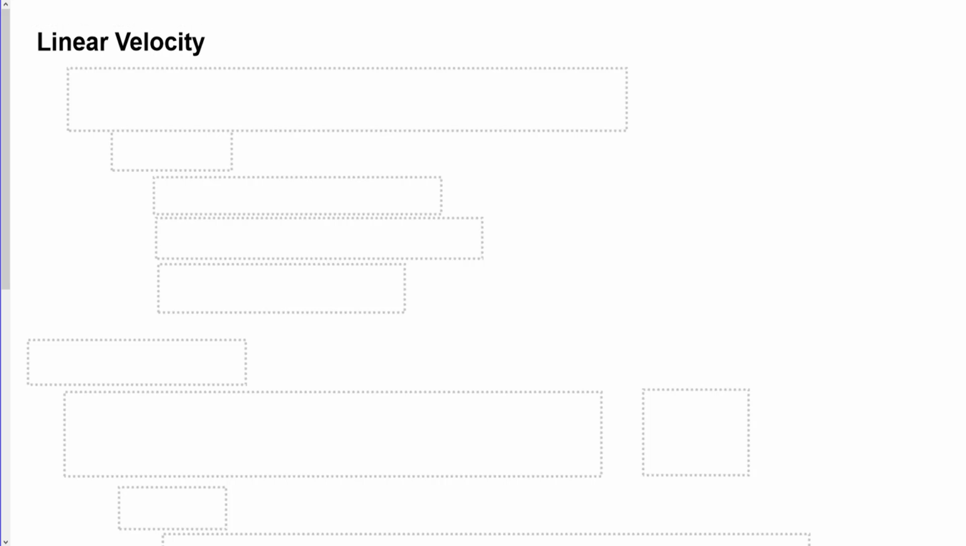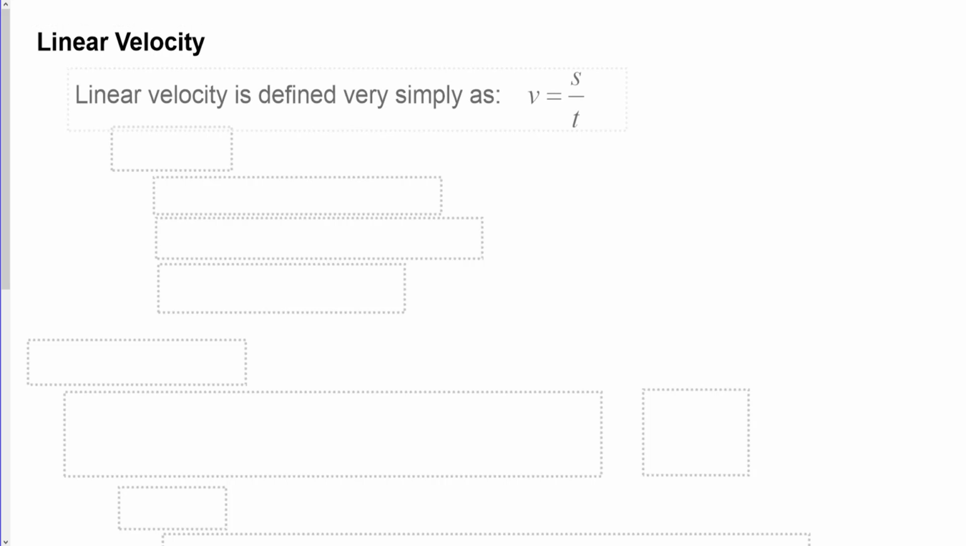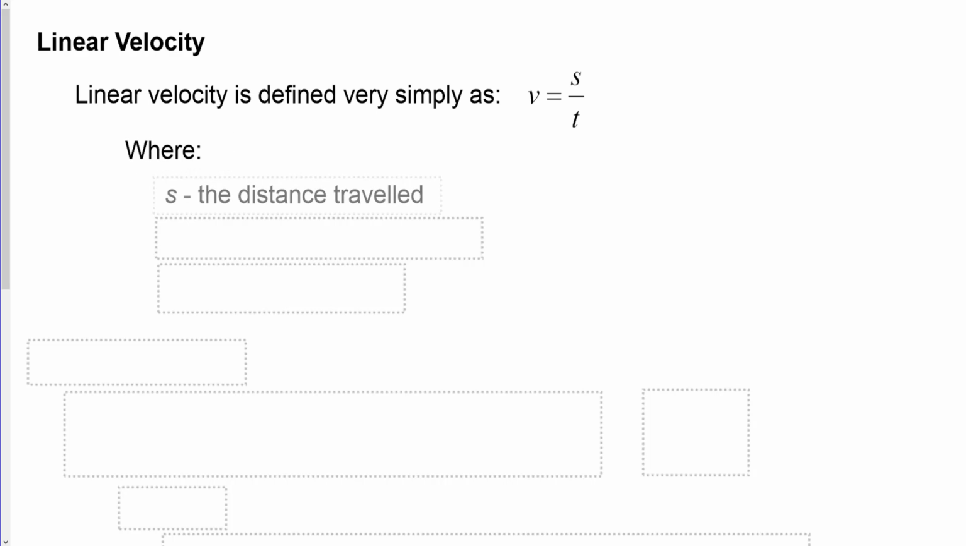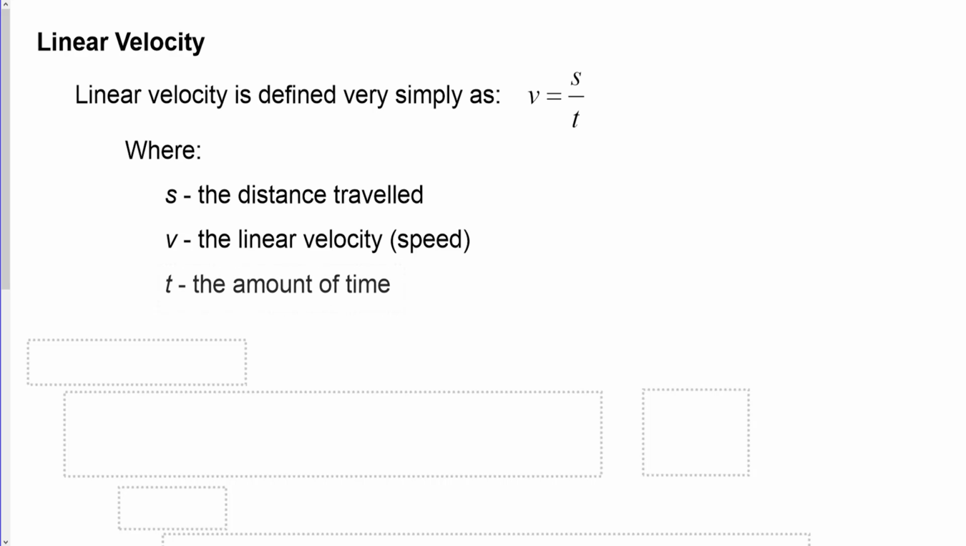Let's begin with linear velocity. Linear velocity is very simply defined as v equals s over t, where s is the distance traveled, v is the linear velocity, which you could think of as speed as long as you don't include a direction. So speed is how fast you're moving. Velocity is your speed plus a direction. So if you're not considering direction, you can call it speed. And t is the amount of time.